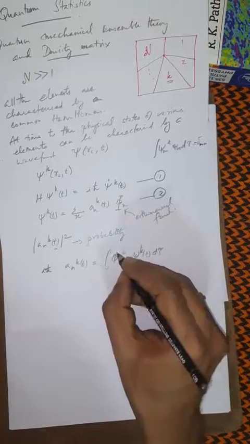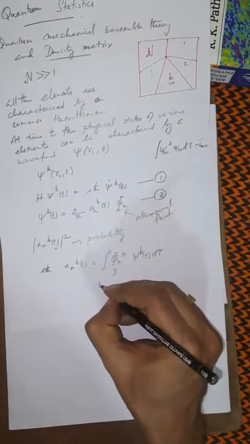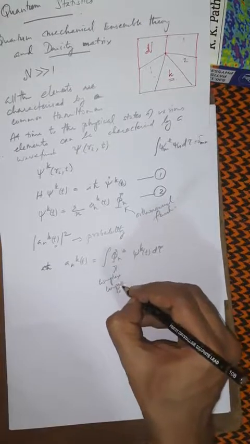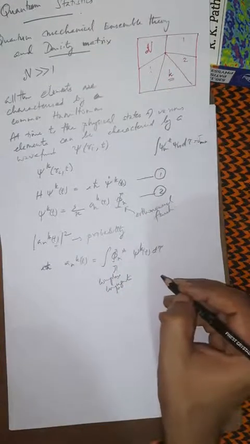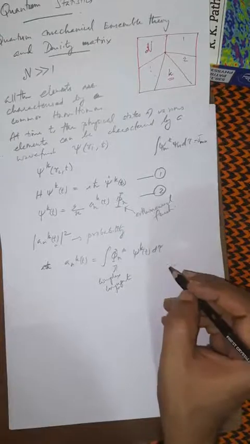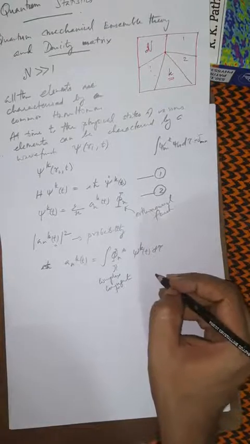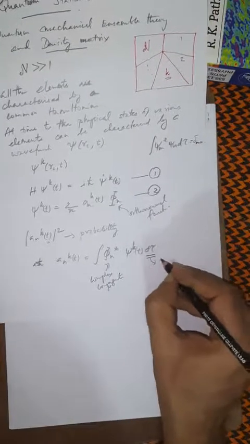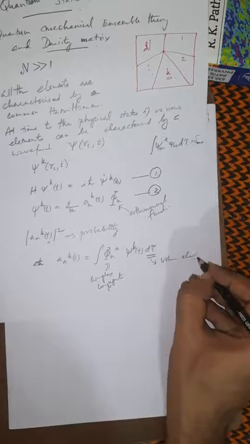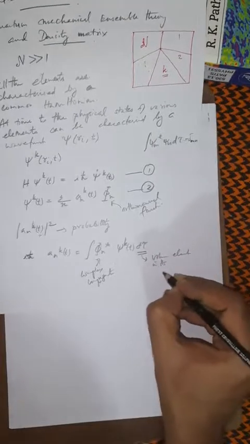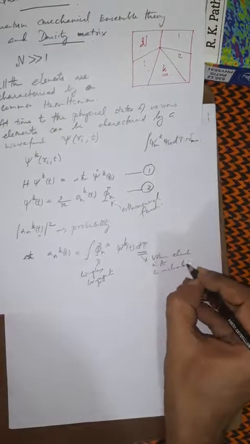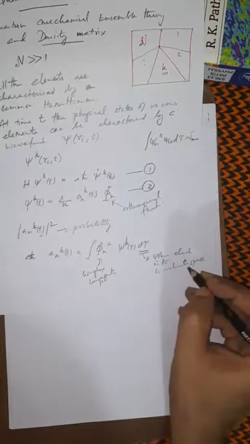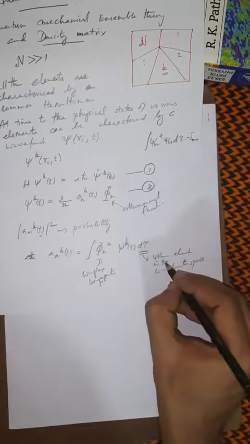So what is phi_n star? Phi_n star is the complex conjugate of phi_n, my orthonormal function. And what is d tau? d tau is the volume element in the coordinate space. Right, we have moved forward from the phase space to the coordinate space now.